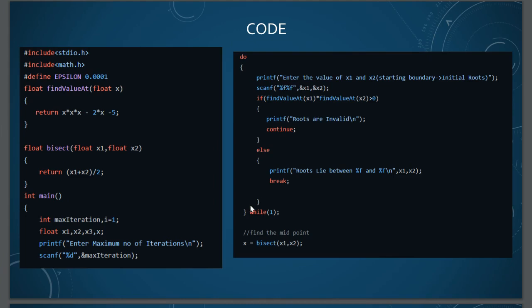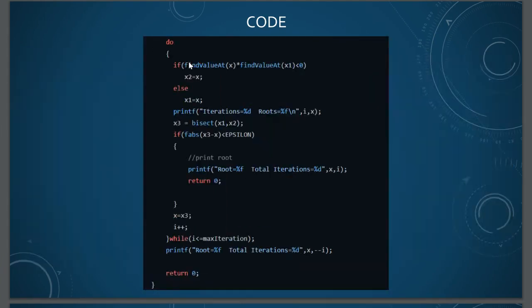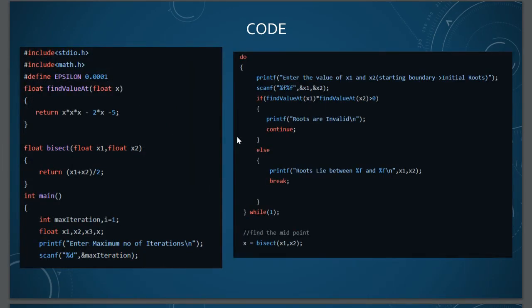And then we again check whether f(x1) times f(x) is less than 0; if so, x2 will be x, else x1 equals x. Then again we bisect the values x1 and x2. Then we check whether the absolute value is less than epsilon. Epsilon is already defined here, as you can see, up to 4 decimal places, that is 0.0001.